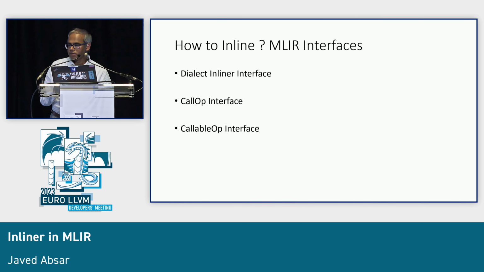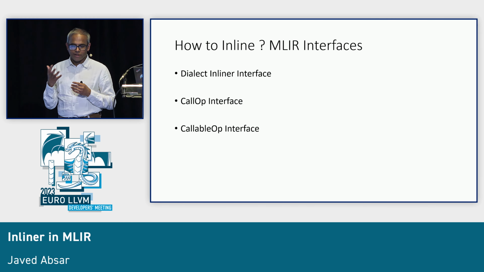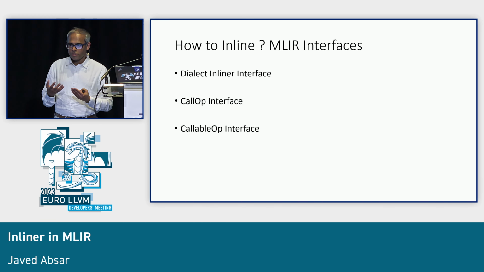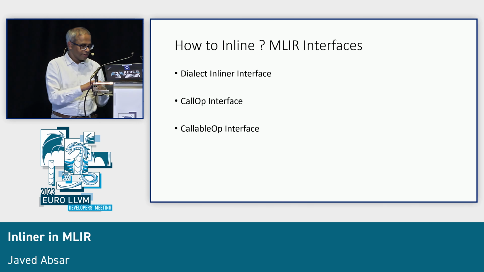So that's it. That's how the inliner works. If you want to implement it for yourself, you have a DialectInlinerInterface interface, you inherit from that, you define the CallOp interface, the callable interface, and put the hooks together, and then now it's implemented, you run it, and it doesn't do what you thought it should do.